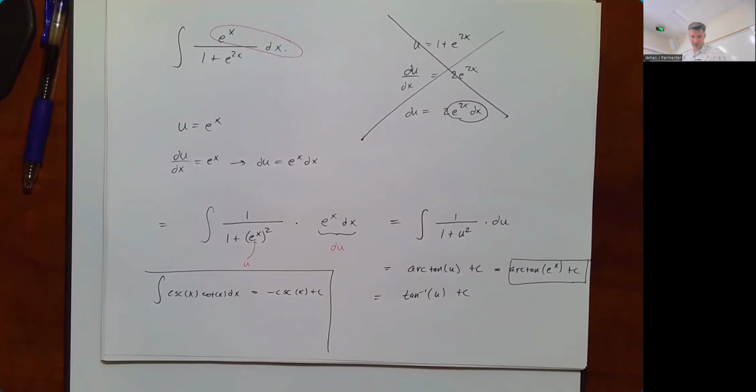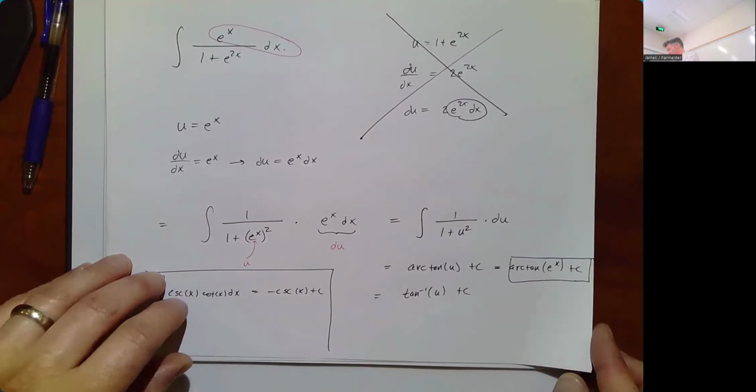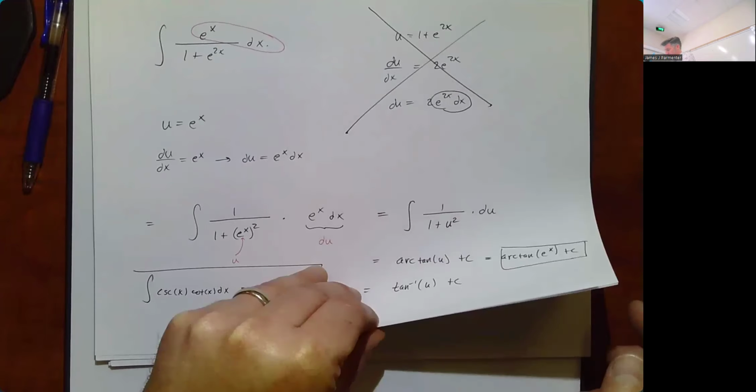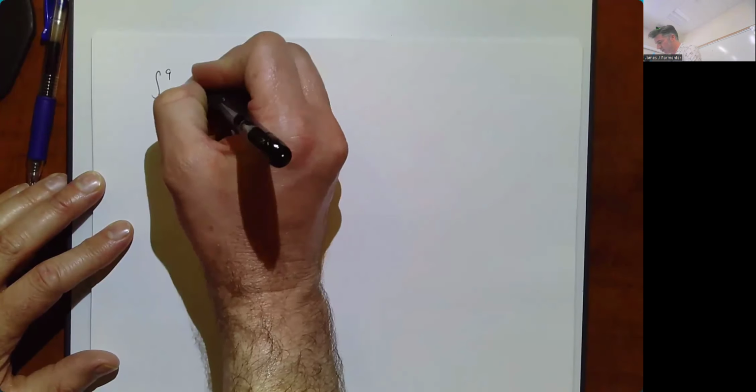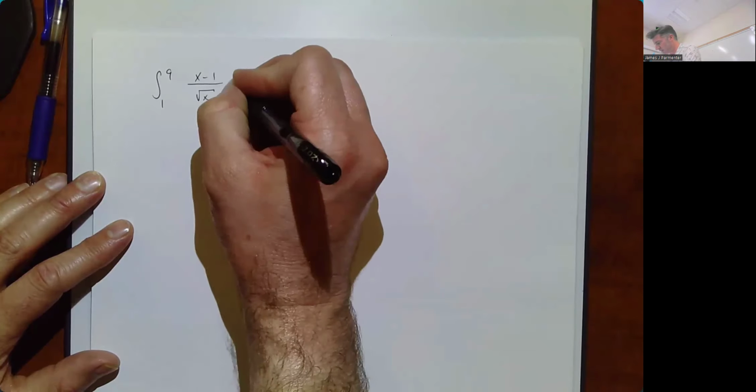There's one I want to do, but it's interesting to me, not because it's important. Let's go ahead and do that. We should talk about some definite integrals for a moment because we haven't really. So let's look at, where'd you go here? Yeah, let's do this one. Start out with something not too terrible: the integral from 1 to 9 of x minus 1 over the square root of x.